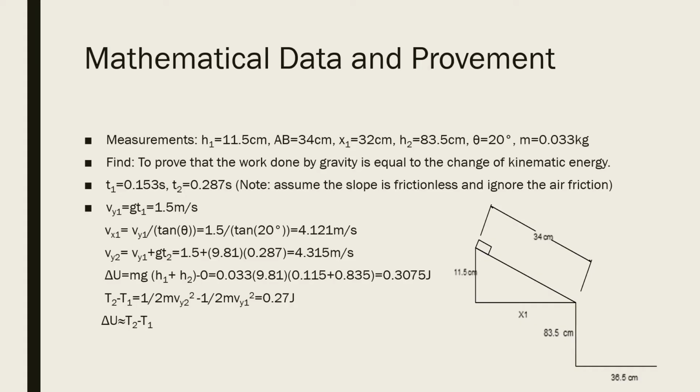In this experiment, we use motion equations to solve for the velocities of the car when it leaves the table and hits the ground. If we assume the table is frictionless and ignore the air friction, we get Vy1 and Vy2, and apply those numbers in the work and energy equation. We find out that within the uncertainty range, the work done by the weight force is equal to the change of kinetic energy.